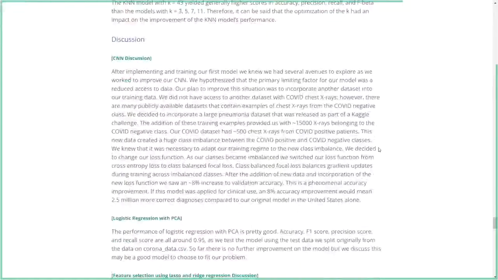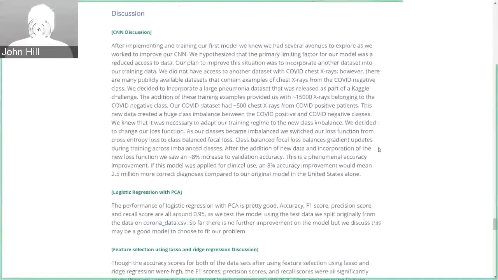Next. When reviewing the results from our first CNN model, we knew that we had two primary limiting factors. The first being our lack of access to data, and the second being that our data set was very unbalanced. We remedied the first issue by combining our data set with a pneumonia data set, which was much larger.